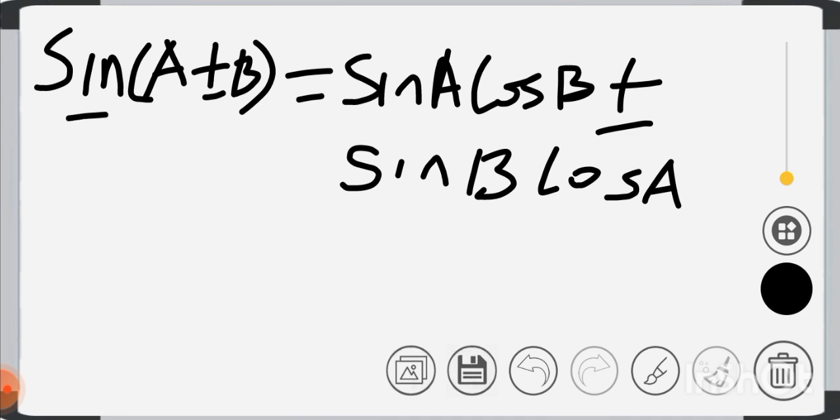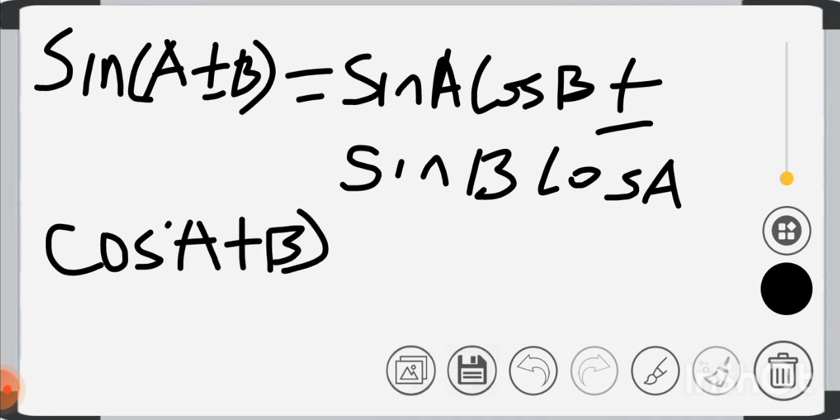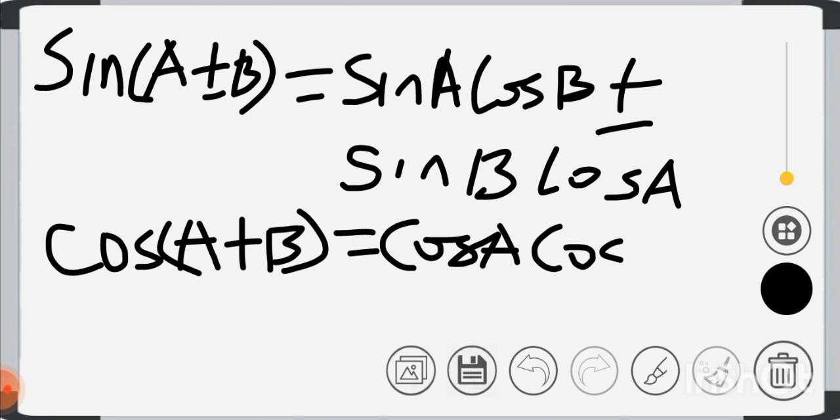But if this one is cos, this one is cos. Let me just write that. What I'm trying to say is that if you have cos A plus B, this will be cos A cos B, not sine B. It's not sine and cos, it'll be cos A cos B. But if this one is plus for cos, this place will be minus. But for sine, if this one is plus, this place will be plus. If this one is minus, this will be minus as well.